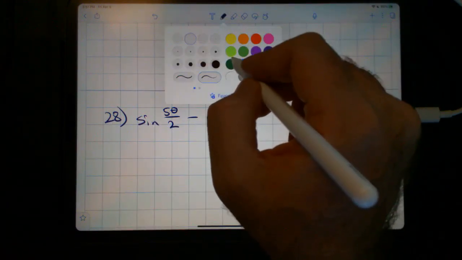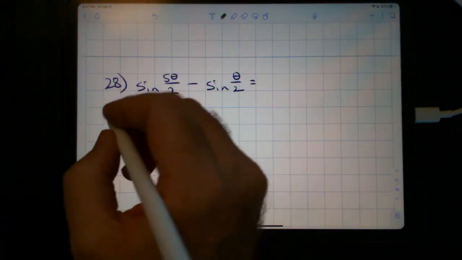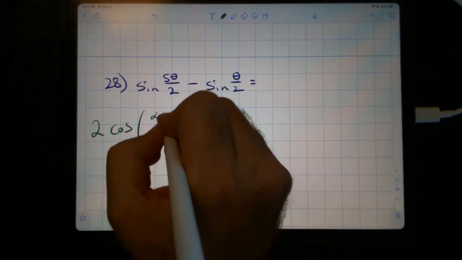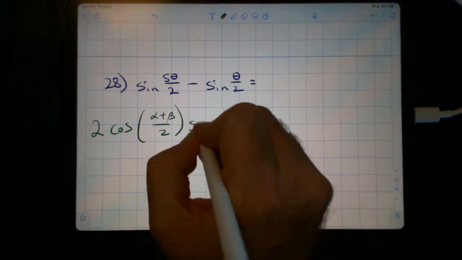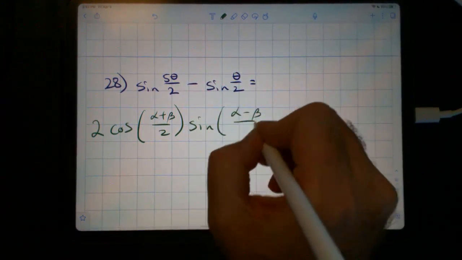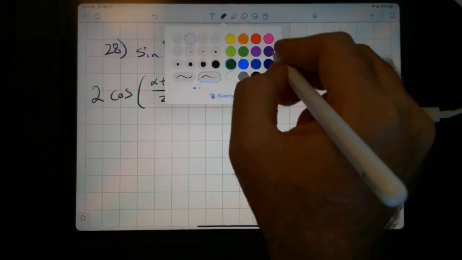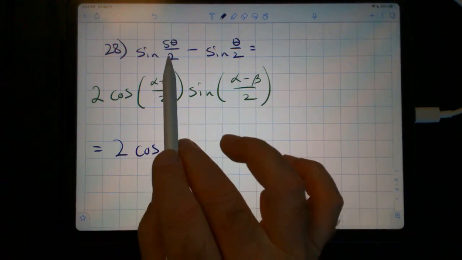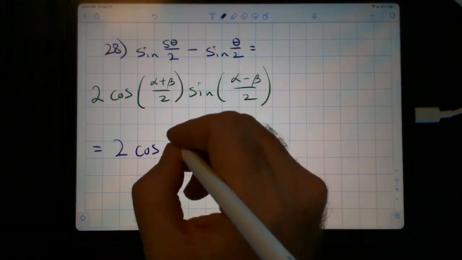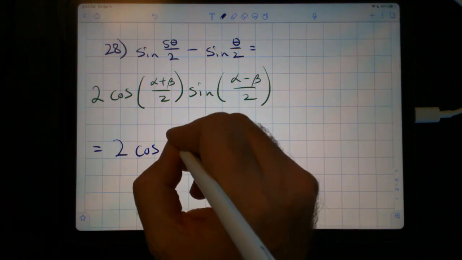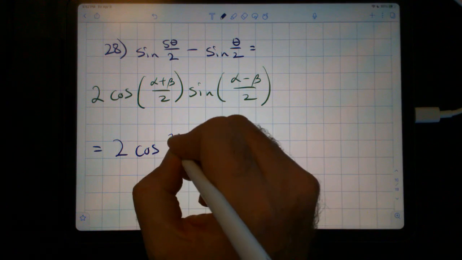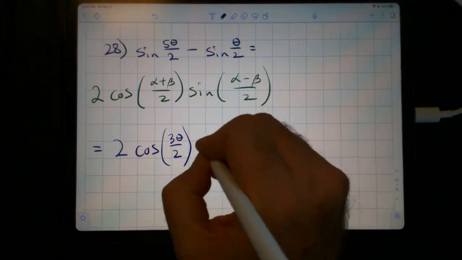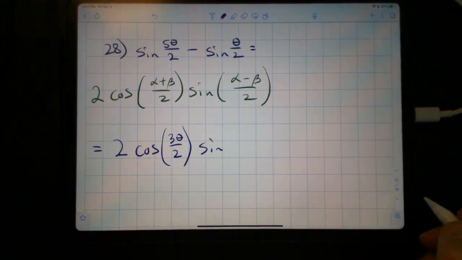Okay. Sine of alpha minus sine of beta. This has a basic structure of 2 times cosine alpha plus beta over 2 times sine alpha minus beta over 2. So this is equal to 2 times cosine. So 5 plus 1 is 6. So this is cosine of 3 theta over 2 times sine of their difference. So this would be 5.